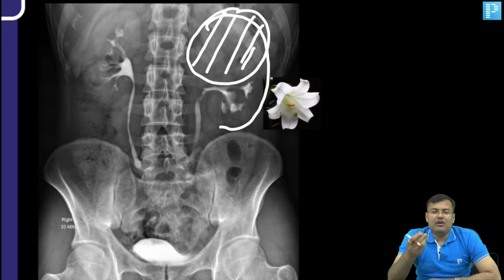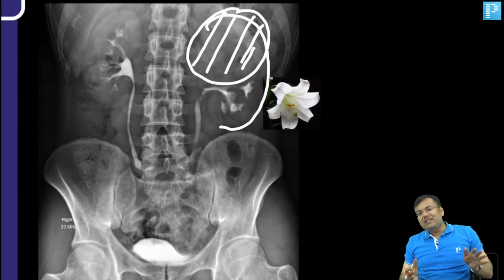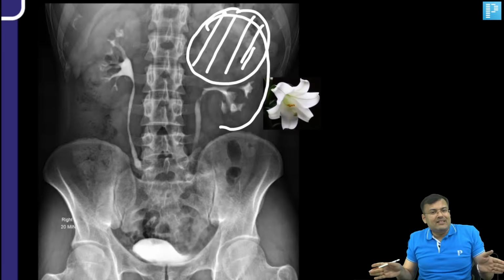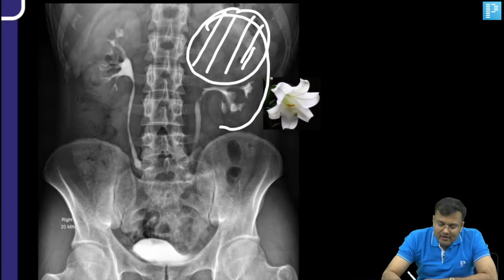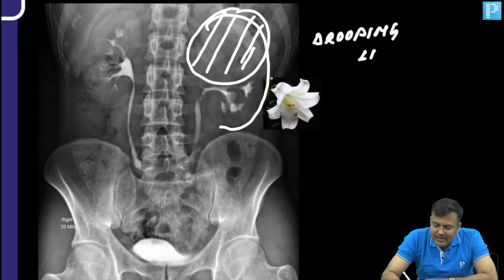Because it is hydronephrotic. So, hydronephrotic upper pole is displacing the lower pole inferolaterally, and we call it as drooping lily. Drooping lily. Can you tell me in which conditions you are going to find this drooping lily sign?